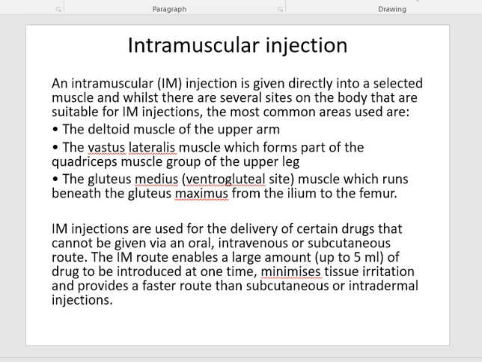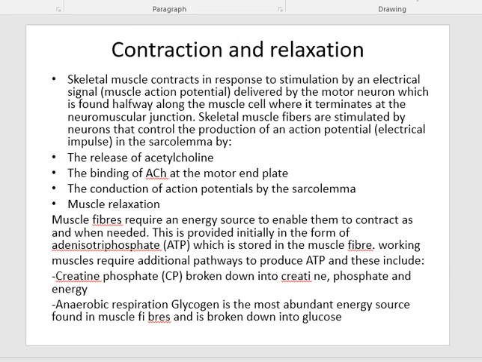Intramuscular injections are used for the delivery of certain drugs that cannot be given via an oral, intravenous, or subcutaneous route. The intramuscular route enables a large amount of up to 5 ml of drugs to be introduced at one time, minimizes tissue irritation, and provides a faster route than subcutaneous or intradermal injection. السبكوتينيوس ما تحت الجلد مثل الانسولين، انتراديرمال داخل الجلد كما في بعض الفاكسينز نعطي.